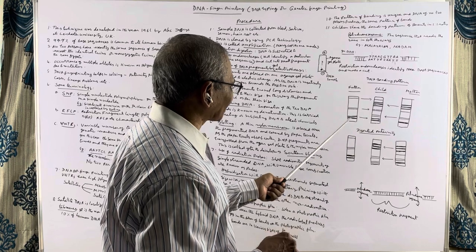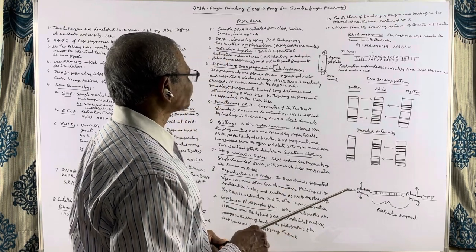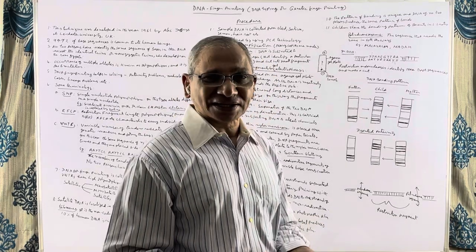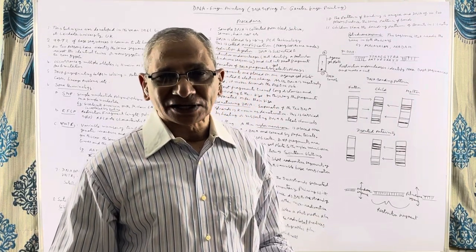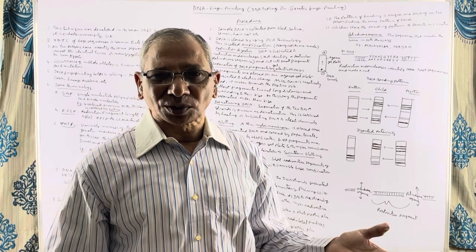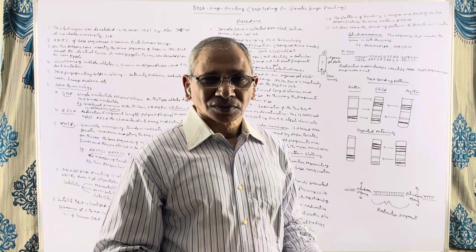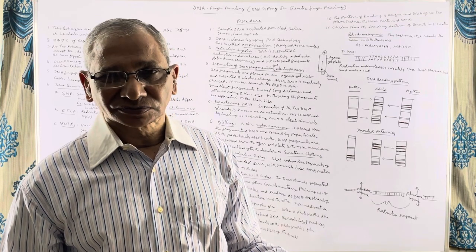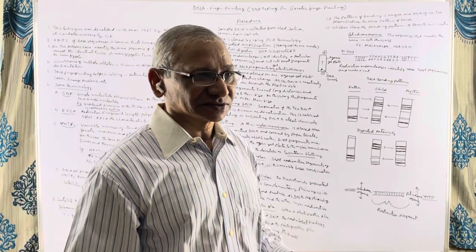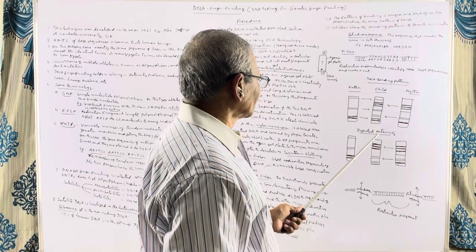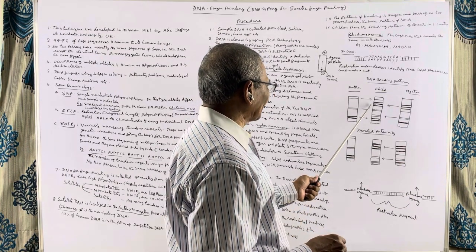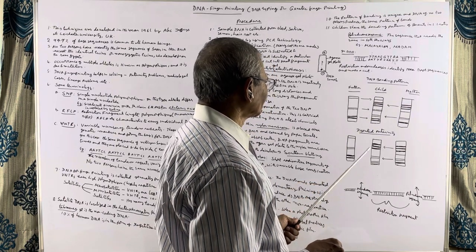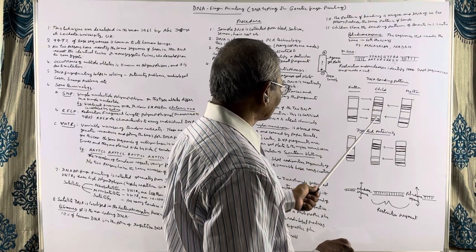Then how are these patterns used? Now let us say there is a dispute about the paternity. Paternity means father. There will be no doubt about the mother. Sometimes cases arise about the doubt of the father, in medico-legal cases. Suppose the banding pattern of the child is like this. Banding pattern of father is like this, mother is like this.